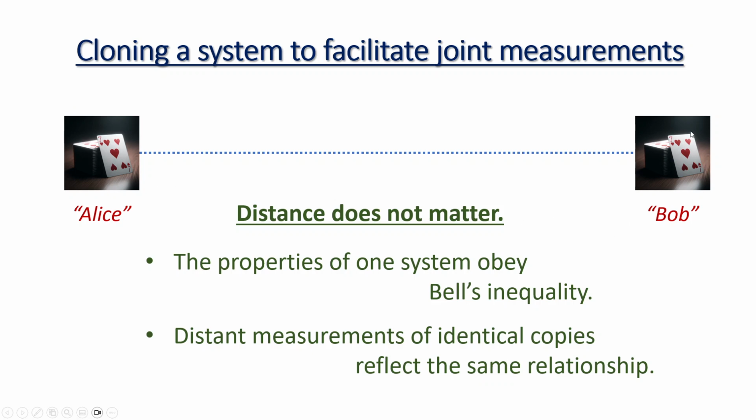The basic reason why we get Bell's inequality with two remote measurements is that each system individually obeys Bell's inequality. Then, because of the similarity between the two systems, we can reproduce the same patterns with coincident measurements at a distance. The question is, can we have the same type of behavior when we get Bell violations?